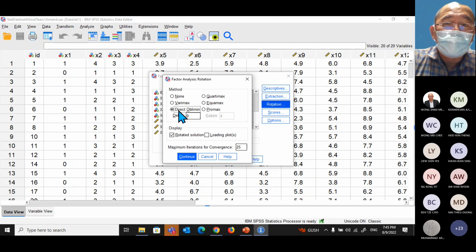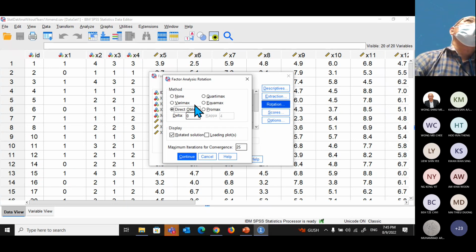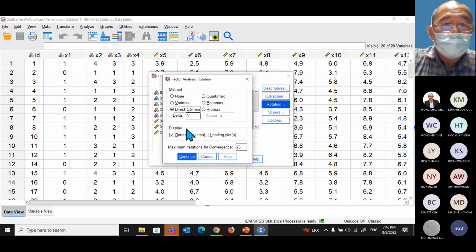Now you take this one first, Direct Oblimin. This one is for correlated factors. Then continue.